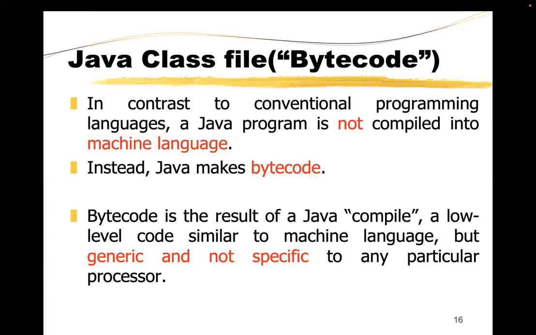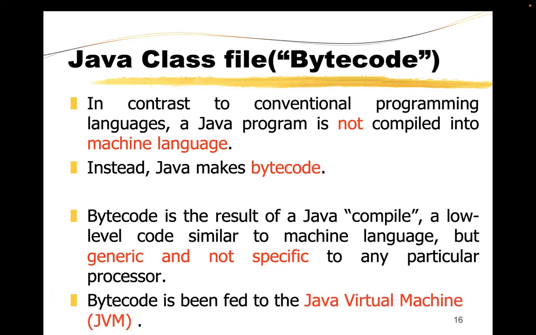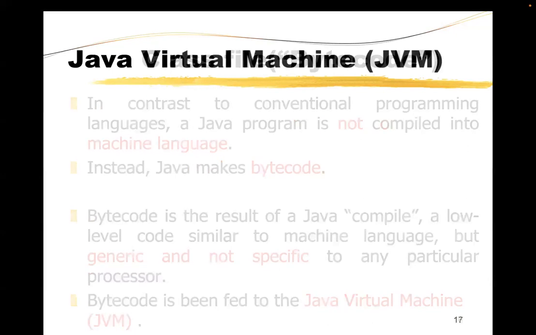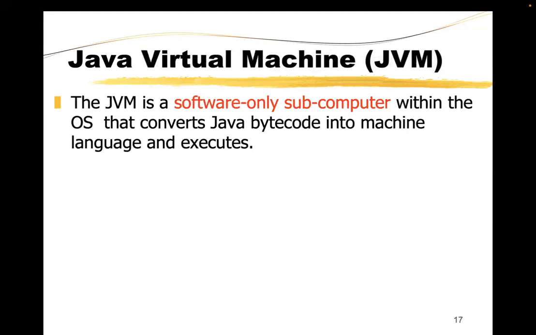Therefore, it is generic and not specific. Thereafter, the bytecode is fed into the Java virtual machine. The Java virtual machine is a software-only subcomputer within the operating system that converts the Java bytecode into the machine language and executes. Now, the Java virtual machine converts the bytecode into the machine code.